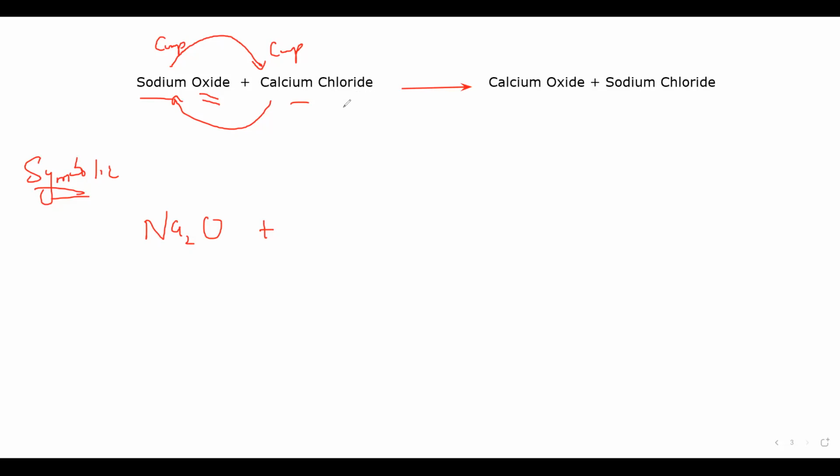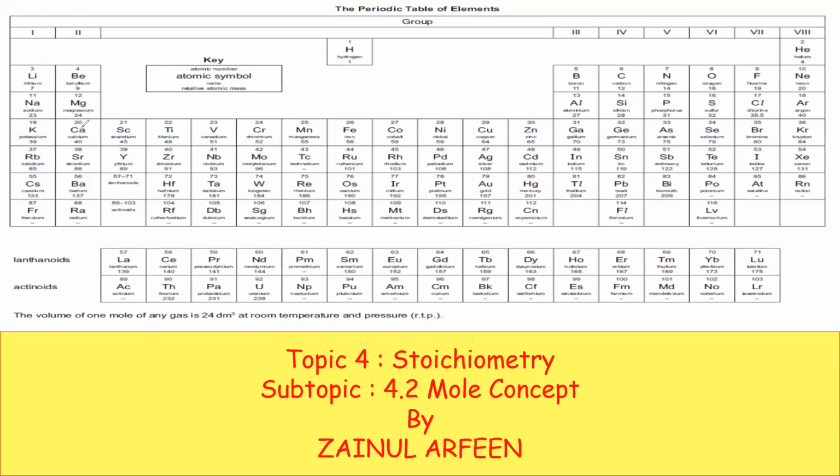Then calcium chloride. Because it's a compound, whenever it's a compound, you have to use a periodic table and write the formula of the compound. So calcium is group 2, so it will be plus 2. Chlorine is group 7, so it will be minus 1. So what will be the formula of calcium chloride? Calcium is group 2, plus 2 valency, and chlorine is group 7, minus 1. So when we write the formula, we cross multiply the valencies. So the formula of calcium chloride will be CaCl2.